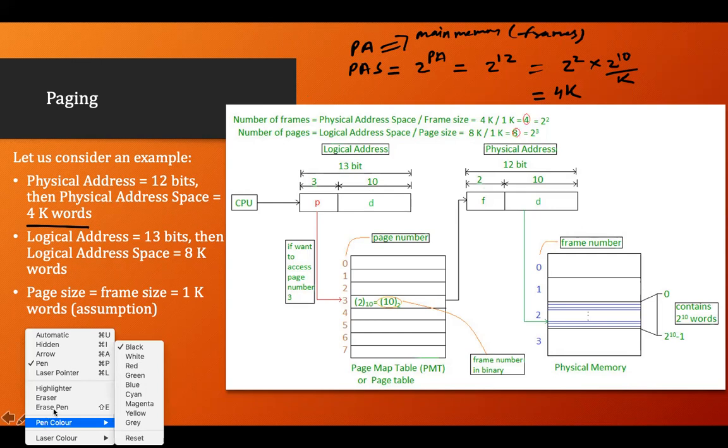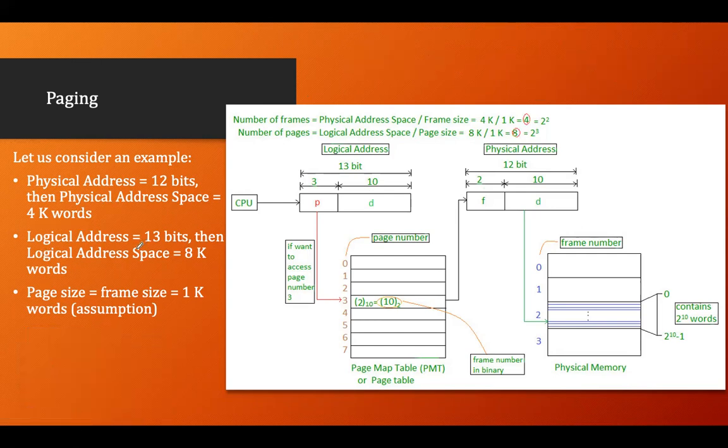Now the next thing given is the logical address. The logical address is for the instruction generated by the CPU. The logical address is 13-bit, and the logical address space will be 8k. How is 8k coming? If the logical address is given, we can calculate the logical address space by 2 to the power of the logical address. So what is the logical address? The logical address is 13 bit. So 2 to the power of 13 will be 2 to the power of 3 into 2 to the power of 10. 2 to the power of 10 will be k, right? And 2 to the power of 3 will be 8.